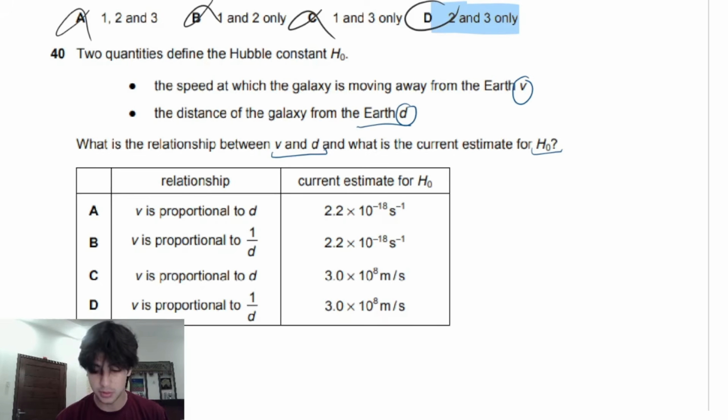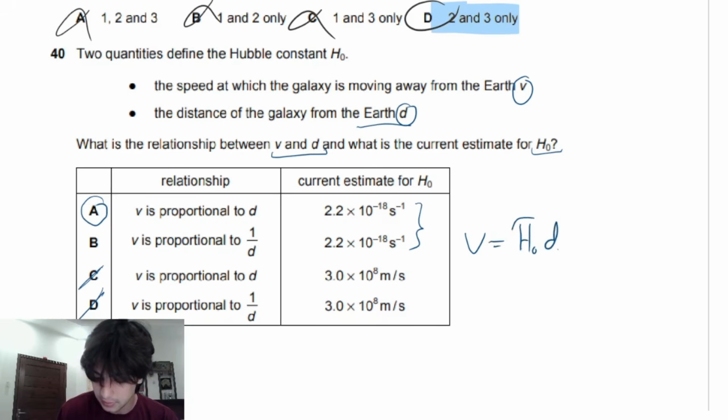This is like common sense. You will learn that Hubble's constant is marked at these two values, 2.2 times 10 to the power minus 18. So it's not going to be C or D. And the relationship is going to be V is proportional to D. That also makes sense because the further away a galaxy or any celestial body is, the faster it is moving. And that is defined by Hubble's formula, which states V is equal to HD. We can see that if H is constant, V is proportional to D.